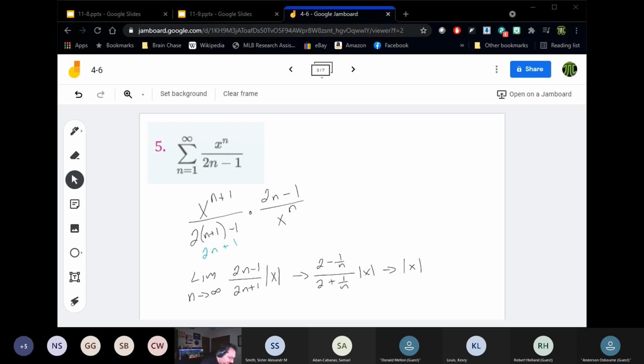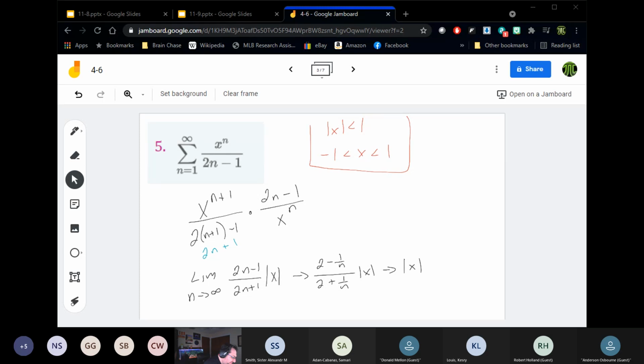Yep. Okay. Now that we know that part, the ratio test converges when it's less than 1. So I want the absolute value of x less than 1. That means x is between -1 and 1. What I have to do next is test the -1 and the 1.